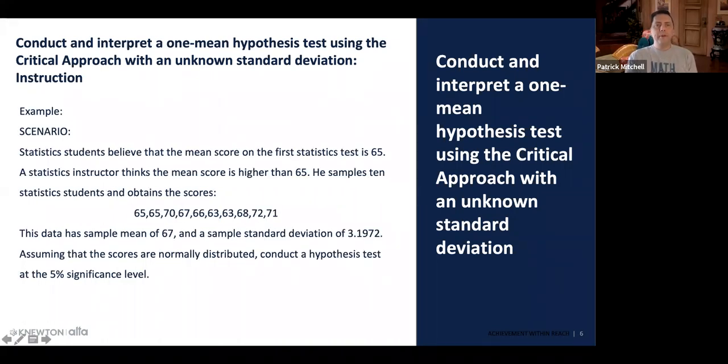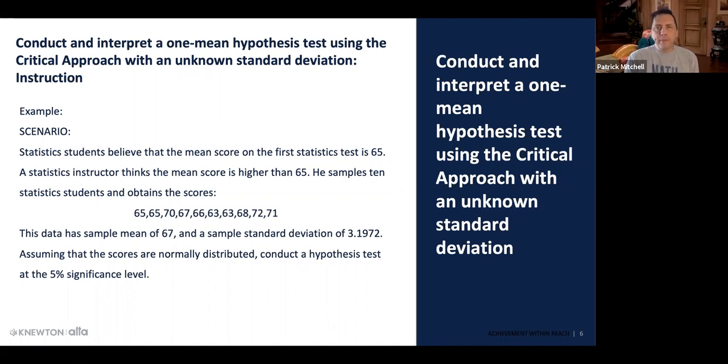So here's an example. Statistics students believe that the mean score on the first statistics test is 65. Their instructor thinks the mean score is higher than 65. So he samples 10 students and obtains these scores. This data has sample mean 67 and a sample standard deviation of 3.1972.